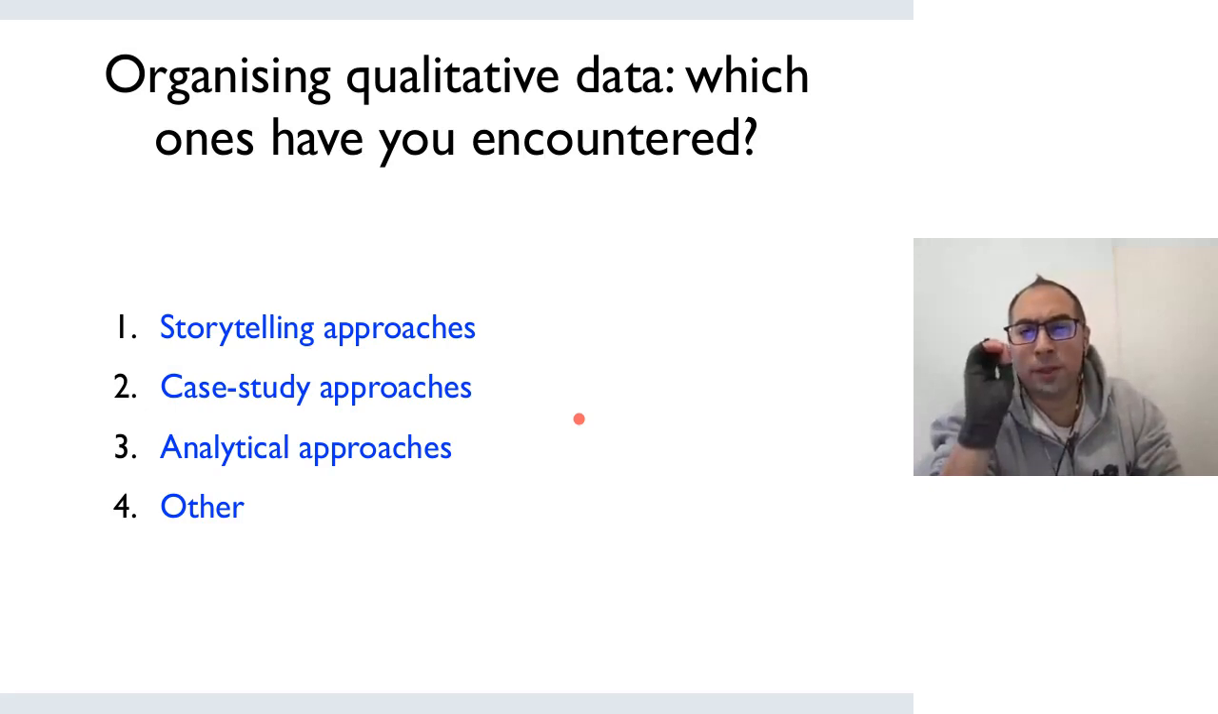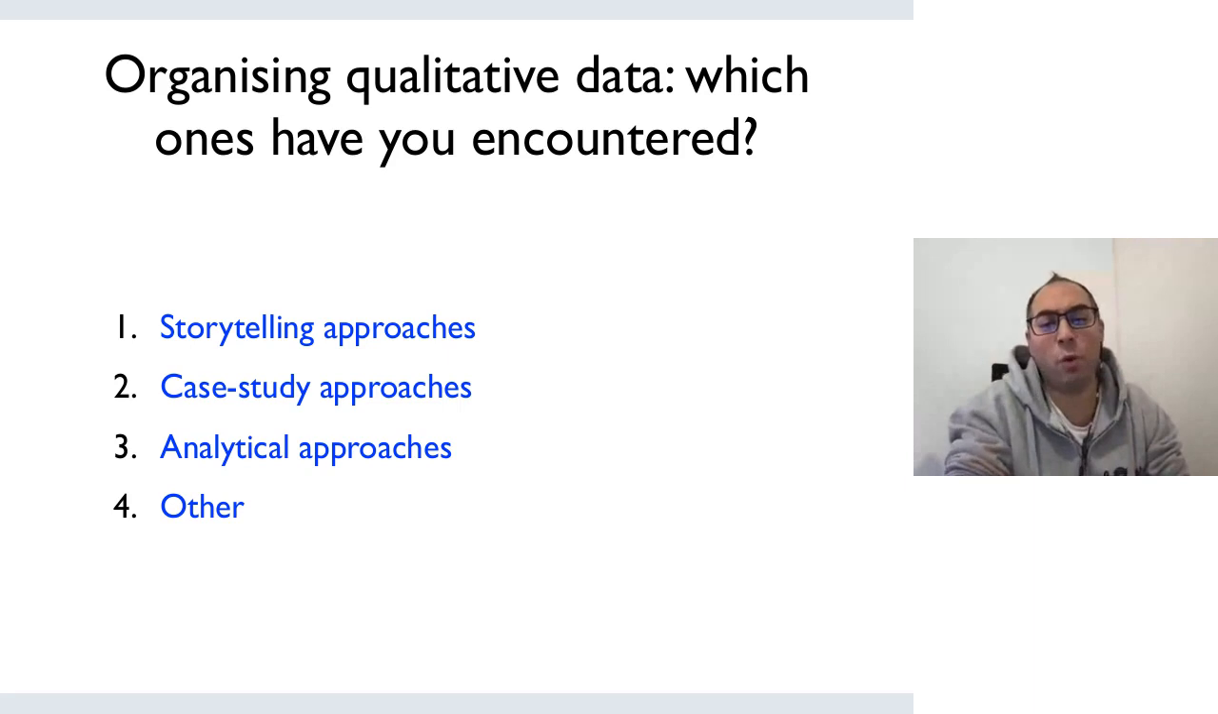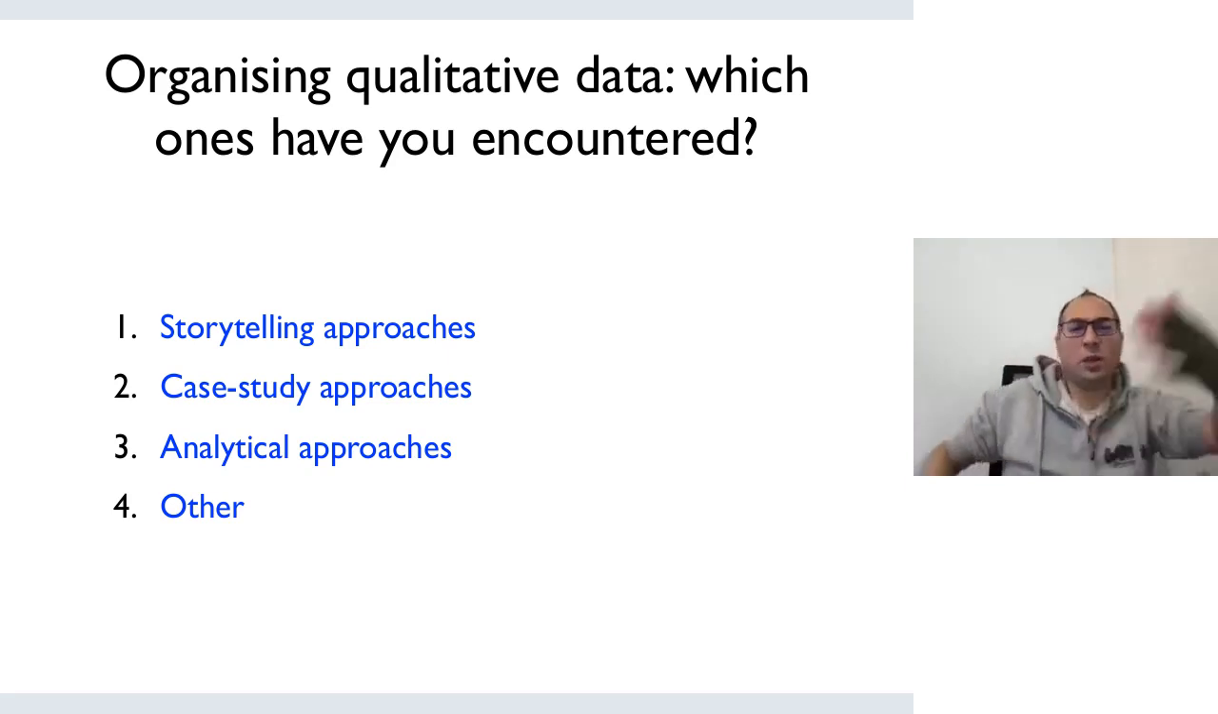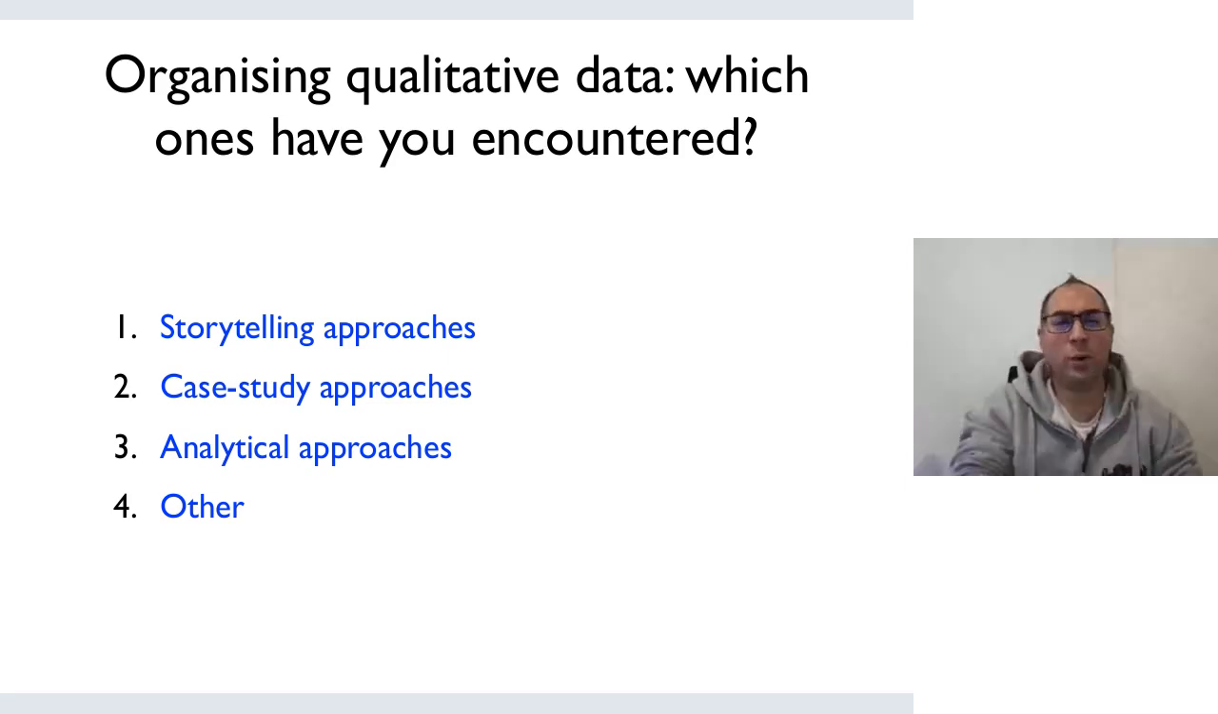So this is my question to you. Let's focus on the organization of qualitative data. Which ones have you encountered in your own practice, in your own endeavors so far? This can be anywhere, right? In your assignments, in your previous thesis, in your PhD, if you're doing a PhD still. Let's take a look. Let's start a poll. Instead of 1, 2, 3, 4, just use A, B, C, D. There you go. Go ahead.